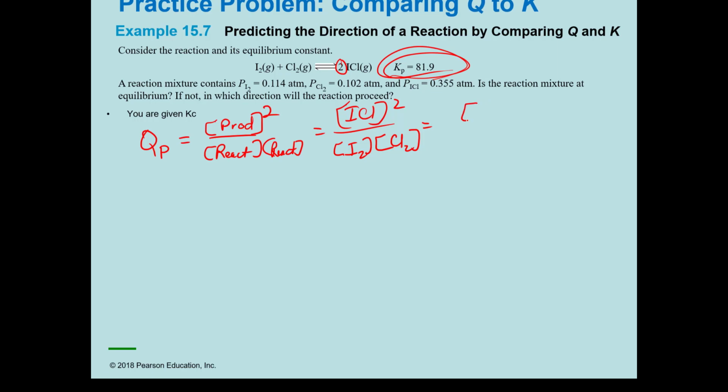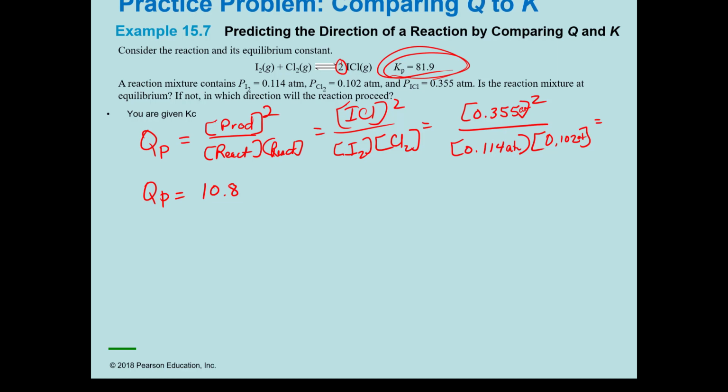So that's going to be 0.355 squared divided by 0.114, and that's atmospheres, times 0.102, and again, make sure that you are careful with your calculator. When you do that, your Qp should come out to about 10.8. If you're off a decimal or whatever, it's okay. A tenth is okay for us. We're not going to the Space Center. So Qp is 10.8.